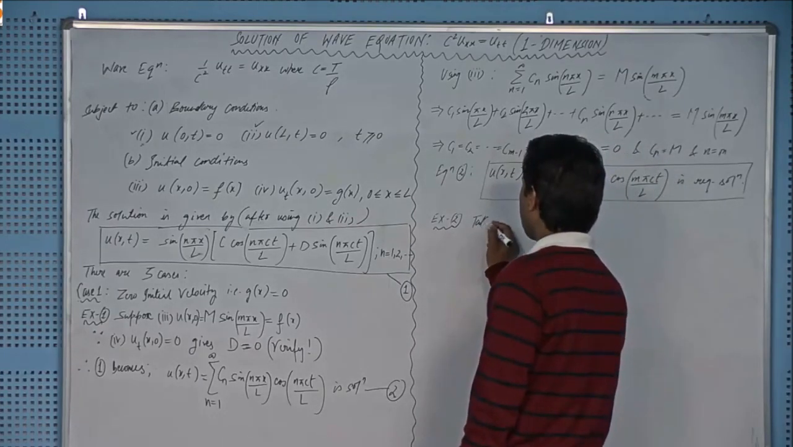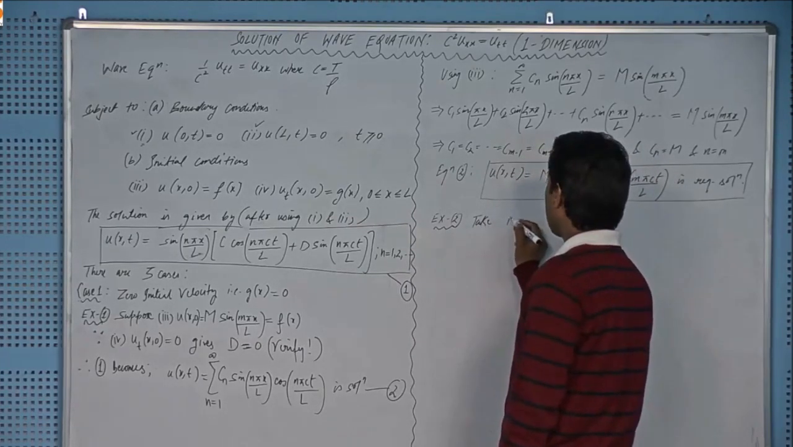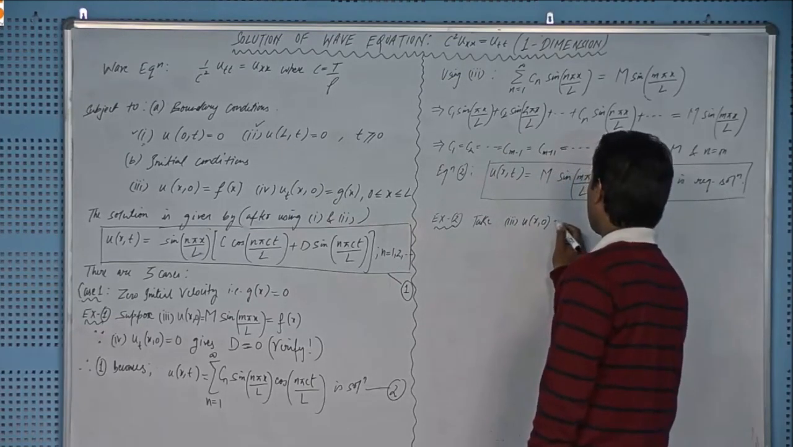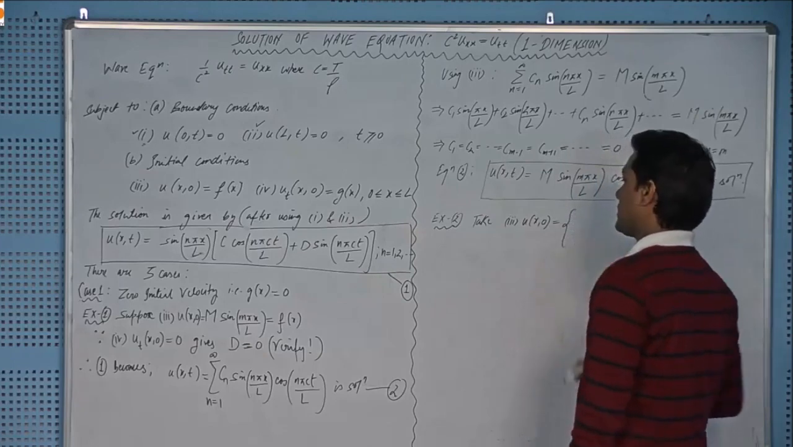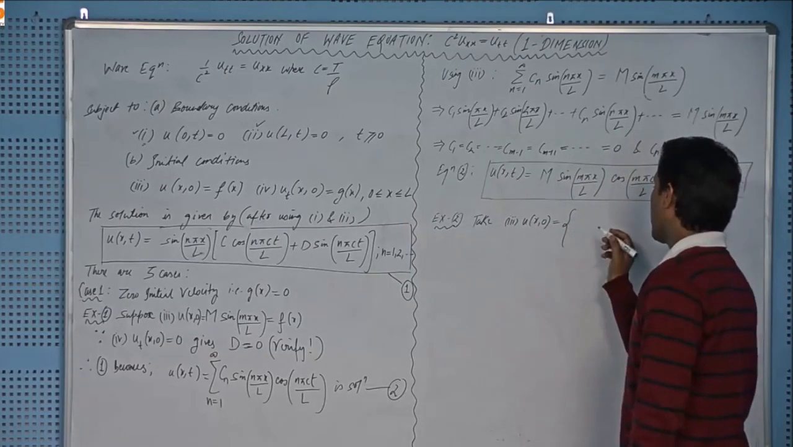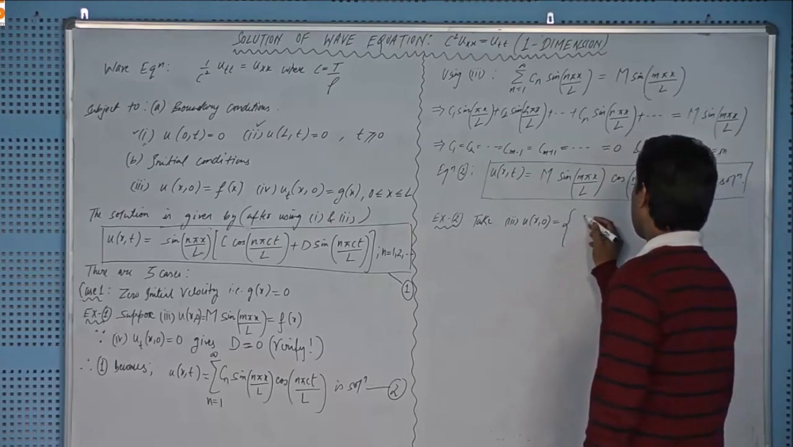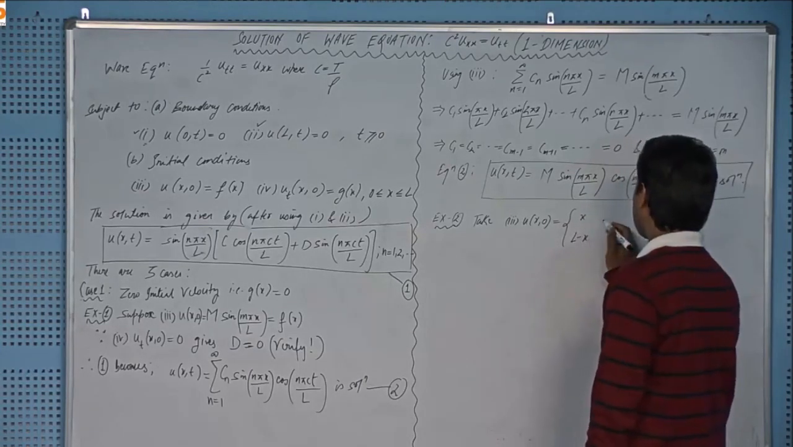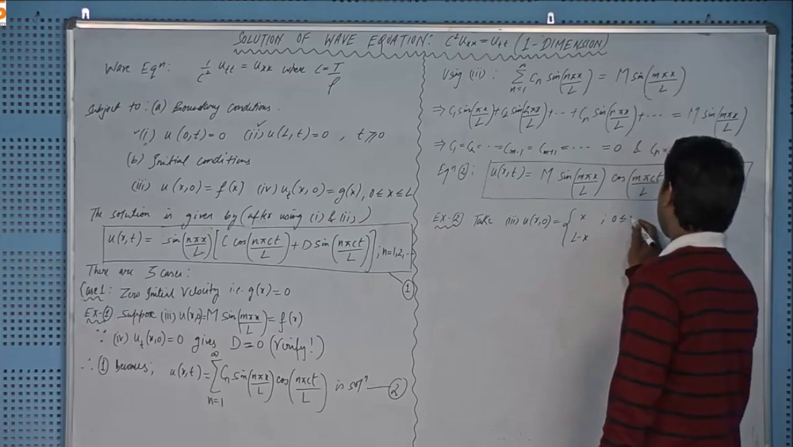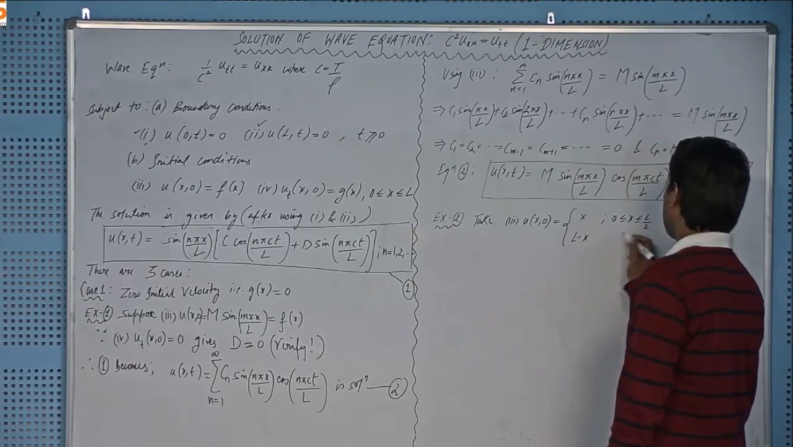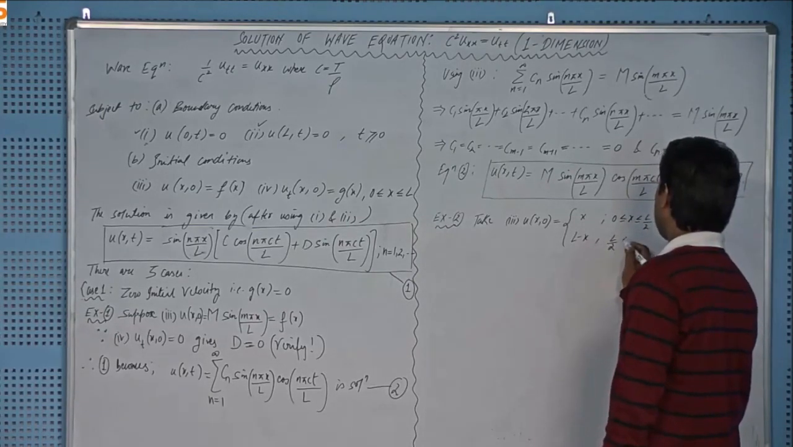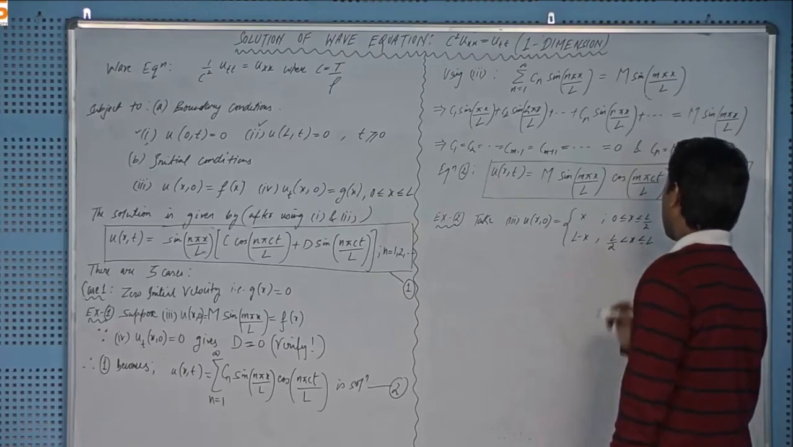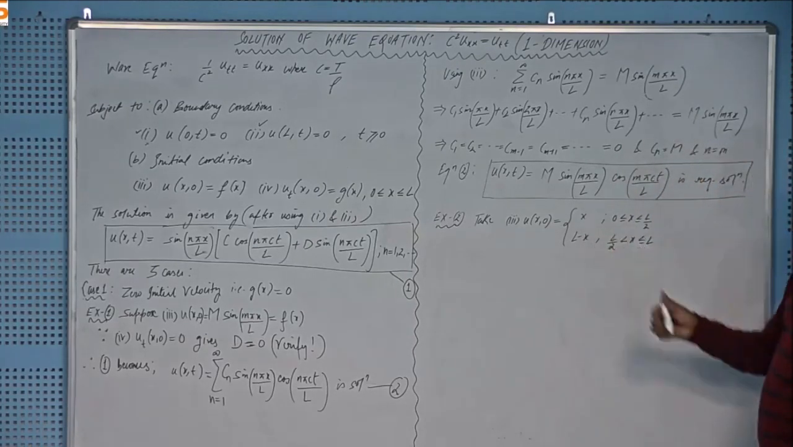Suppose you take the third condition changed: u(x, 0) equal to, let me take a triangular wave function, and that is x, and here I should write L minus x. This is for 0 to L by 2, and this is for L by 2 to L, right? Fine. And this is a triangular wave function.